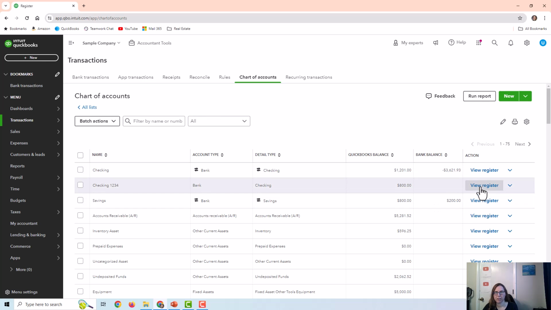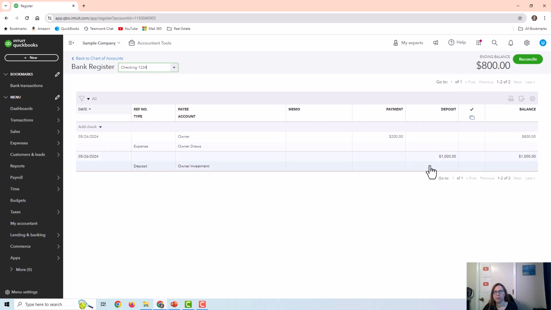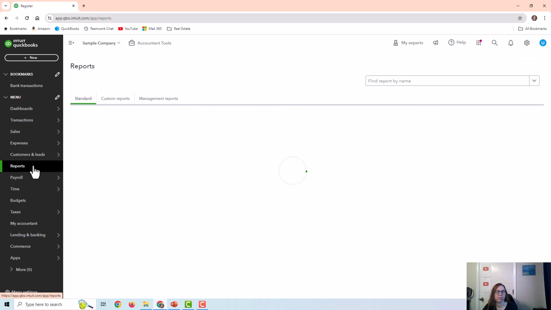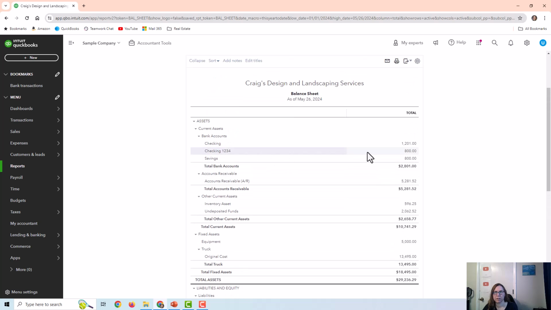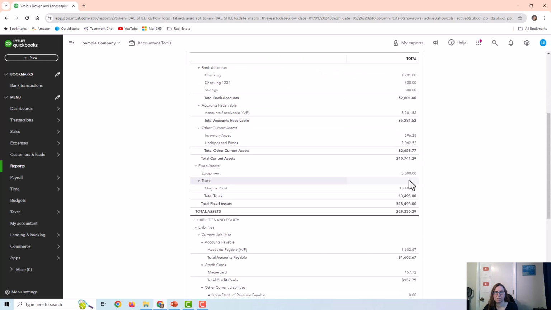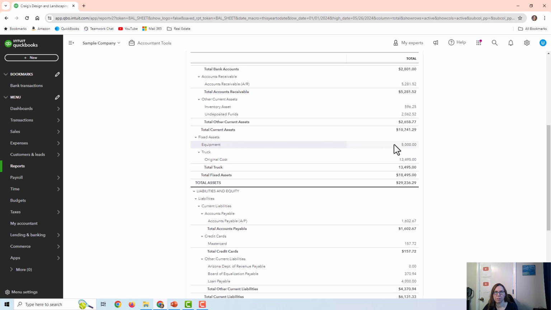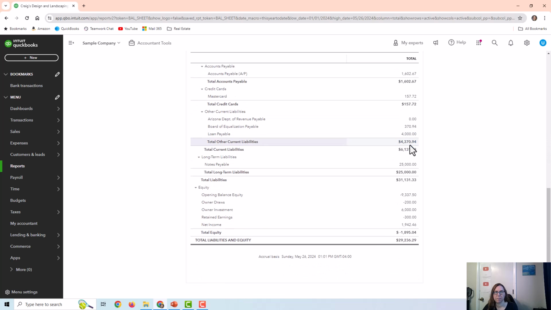And then let's look at the checking account, and you can see the deposit minus the payment of $200 back to the owner leaves a balance of $800. Let's go ahead and look at the balance sheet after those transactions. So here's the checking account. Right now it's at $800. Here's the equipment for $5,000. The owner investment of $6,000, and the owner draws, which would be a negative $200 in the equity section.